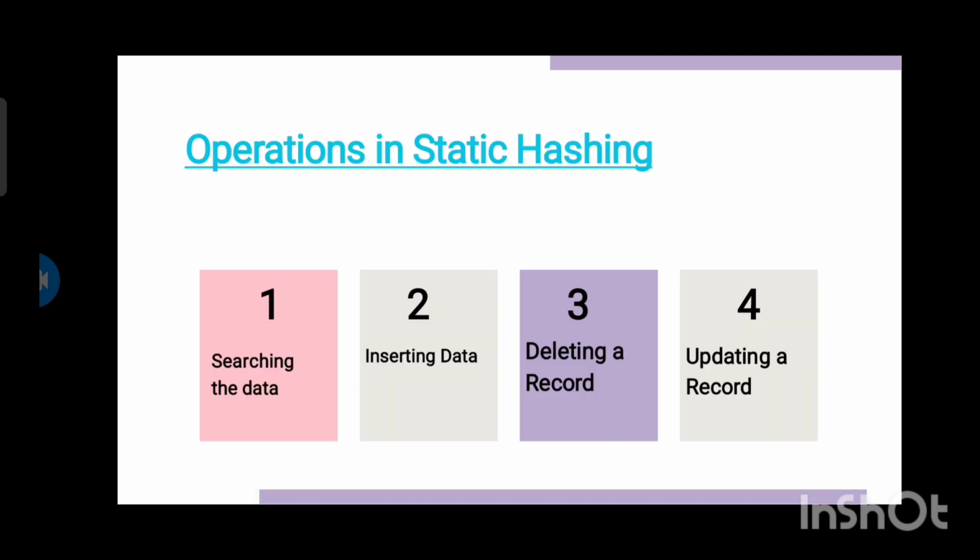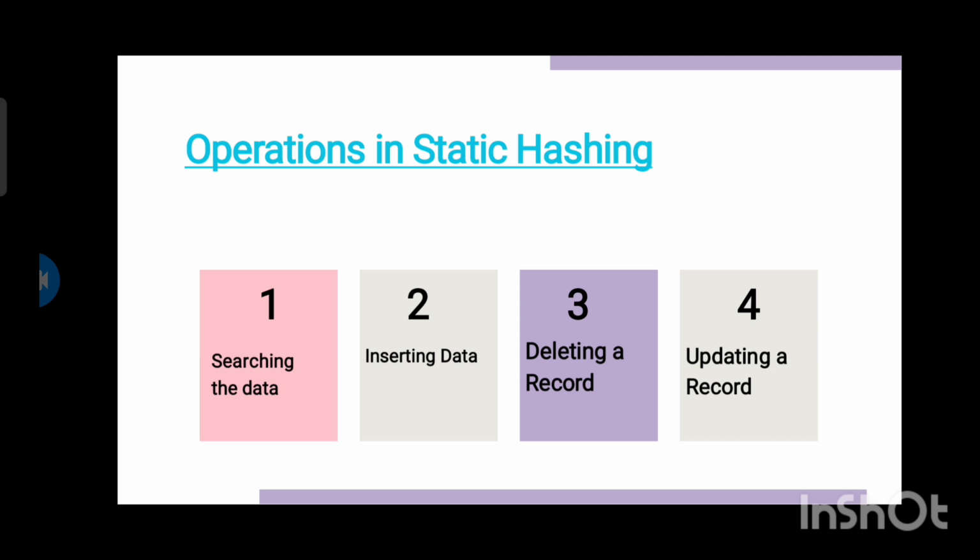These are the operations of static hashing. First is searching for data, in which when the data is needed, the same hash function is used to get the address of the bucket where the data is stored. Second is inserting data, in which when new data is entered into the table, the hash key is used to create the address of the new data and place the data there.